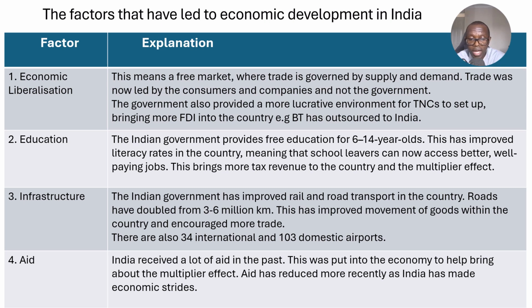The last factor is aid. Now, aid obviously is help, in the form of money or personnel, that is given by other countries. And in the past, India received a lot of aid from other countries. This was obviously invested into the economy to help bring about the multiplier effect. However, aid in the recent past has reduced in India, but it still did help India in the past to make a lot of economic strides.